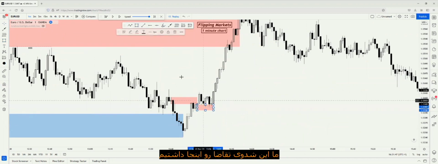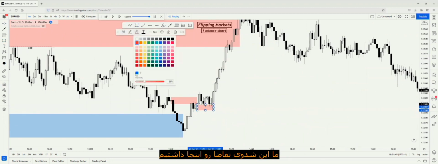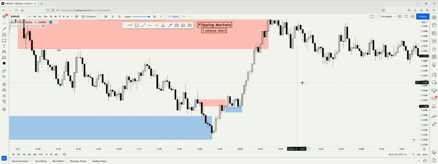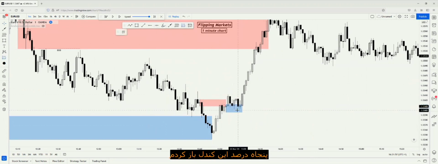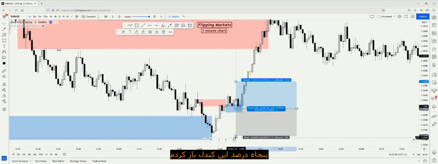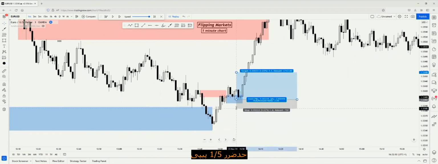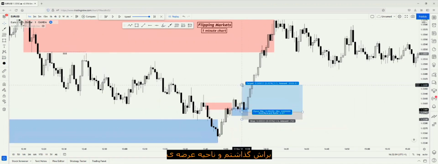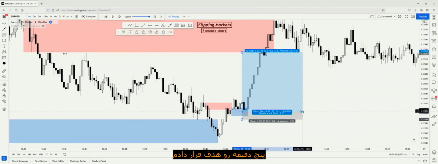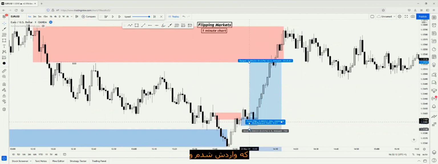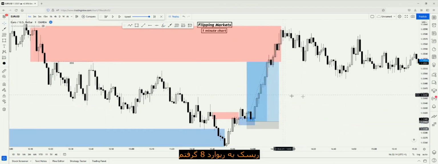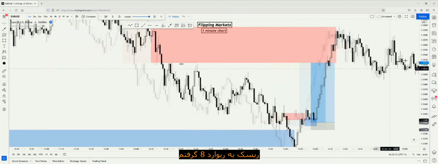We had this demand wick right here. Sorry, I marked the full body. I did open the trade on 50% of this candle. I set a 1.5 pip stop loss, and I was targeting the 5 minute supply zone. So this was the first trade, and I got tagged in. This was the first trade for 8 risk reward.